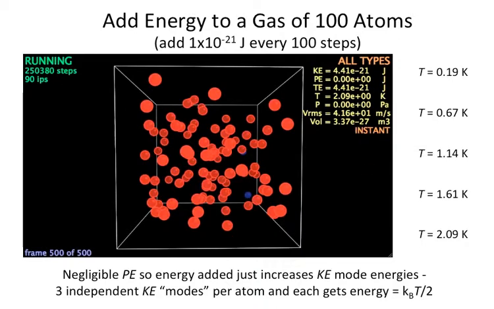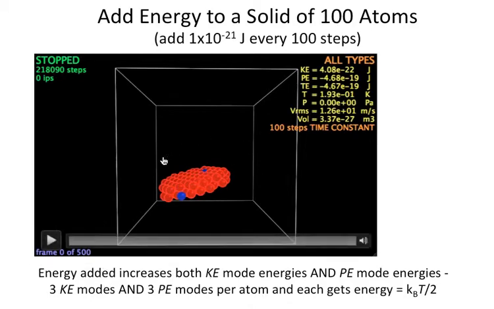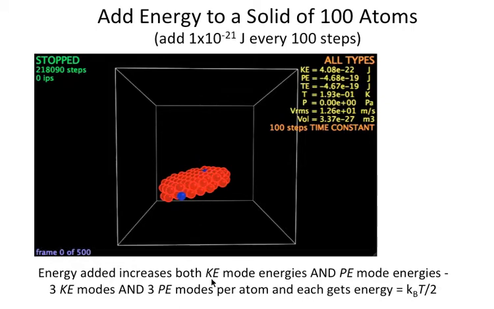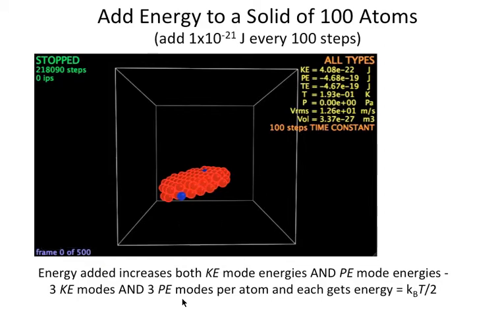I'm going to do the same thing with a solid. Same thing, 100 atoms. Each atom moves in a 3-dimensional world. So there's 3 kinetic energy modes per atom. So there's still 300 kinetic energy modes in the solid. You could say that those 300 kinetic energy modes are all vibrational modes. They are, because there's only vibrations. The atoms just vibrate back and forth. They have kinetic energy, but they're not flying freely. They're bound into the solid, so they're vibrating back and forth.